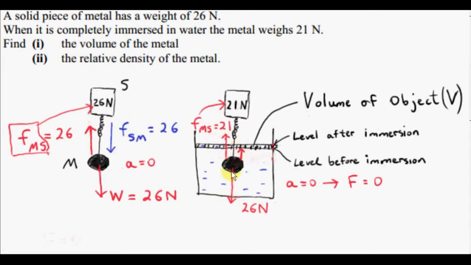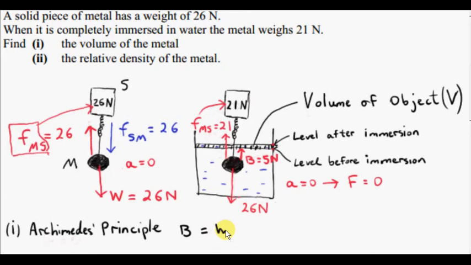This force is the force on the object due to the surrounding water. The water pushes up on it. This is called the buoyancy force, and its magnitude here is 5 newtons. 5 plus 21 is equal to 26. So now the object is in equilibrium. Now we can apply Archimedes' principle. Archimedes' principle says that the buoyancy force B is equal to the weight of the liquid displaced. So in this case the liquid is water.